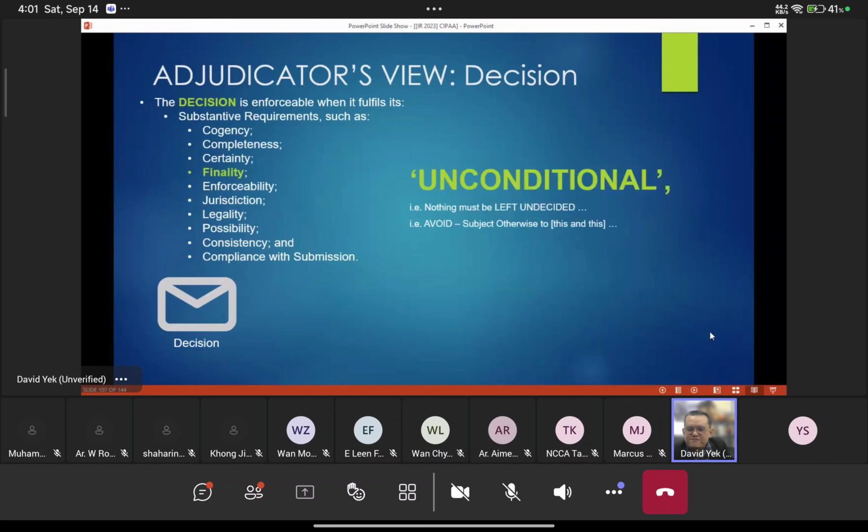Finality means your decision has to be unconditional. Means to say nothing is left undecided. All right, and avoid things like subject otherwise to this and this. This kind of wording must be thrown out. Cannot. Subject. When you say subject otherwise, this means it's conditioned upon. Okay, you cannot have all this kind of thing.